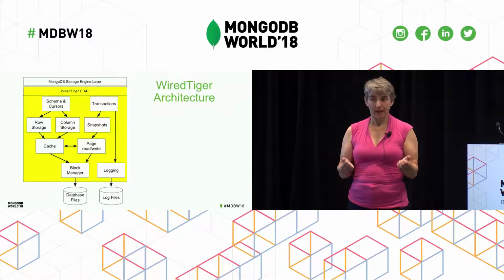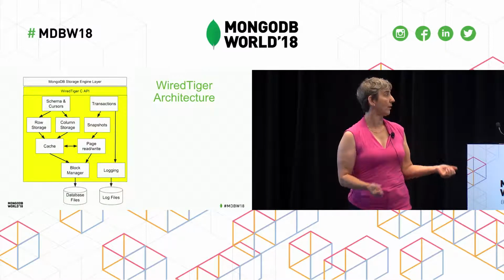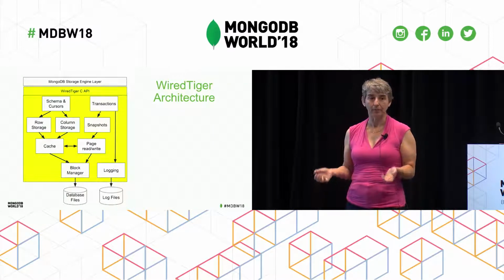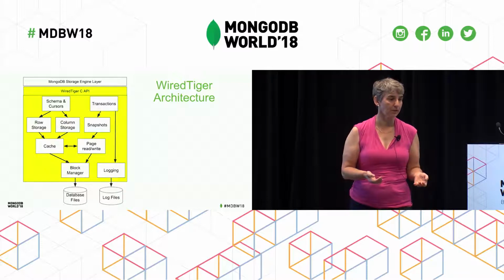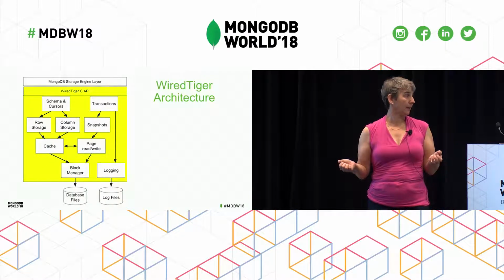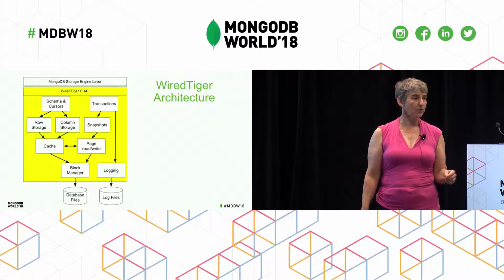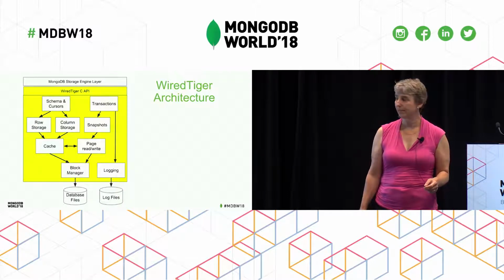Then underneath that, we have the actual standalone WiredTiger library that has a C API, which is what MongoDB is using in the glue layer. WiredTiger also has Java and Python APIs, but MongoDB just uses the C API.